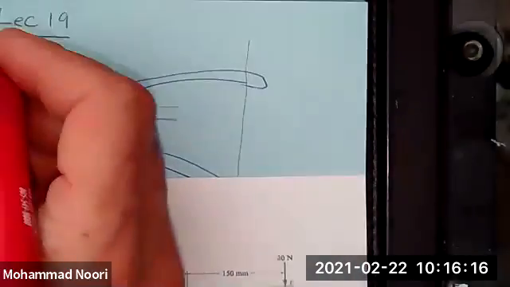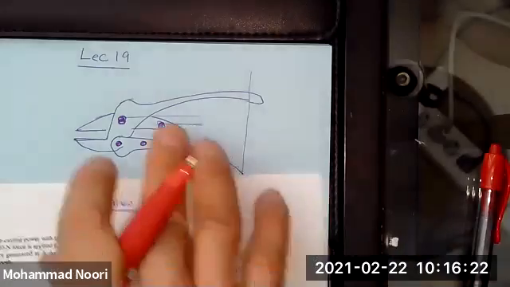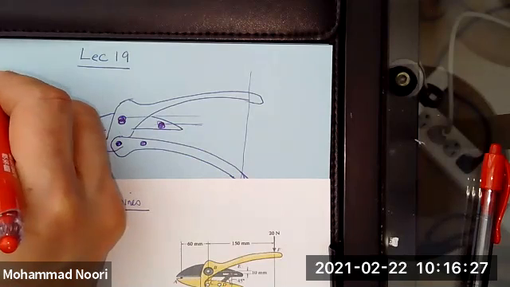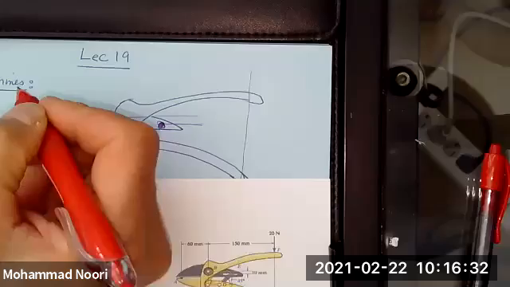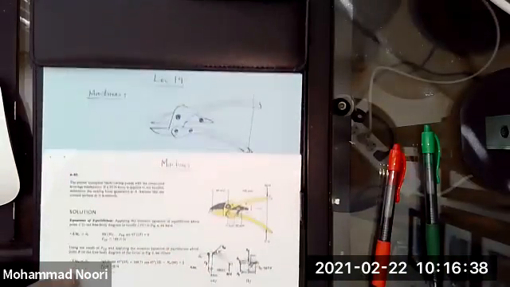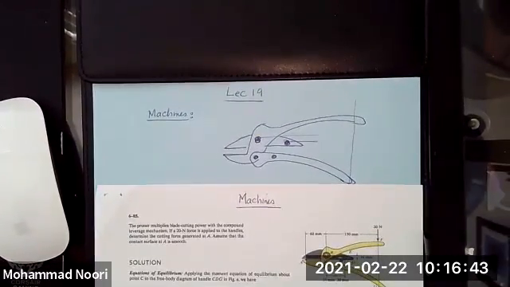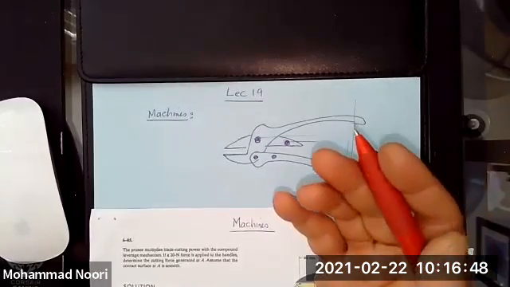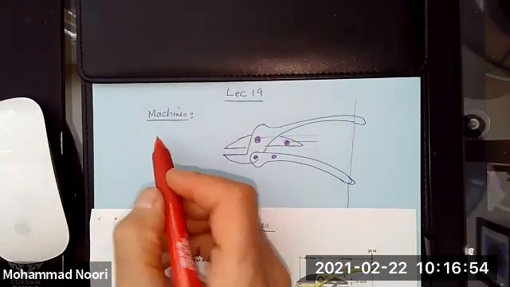So this is lecture 19. We are going to discuss machines, which are in a way special types of frames. The difference between frames and machines is that frames are structures that are externally supported, but machines are not necessarily externally supported.